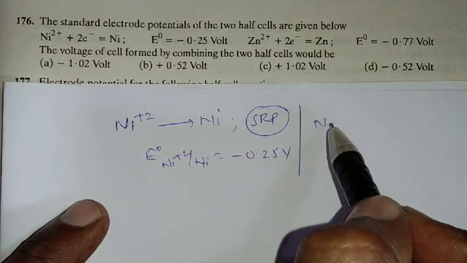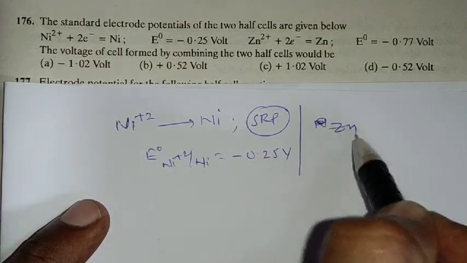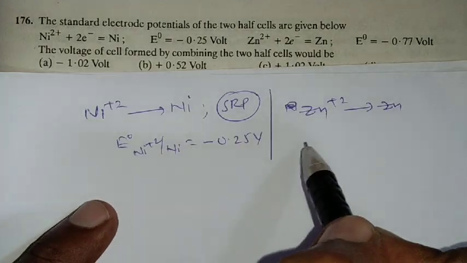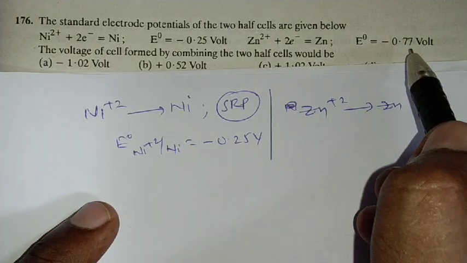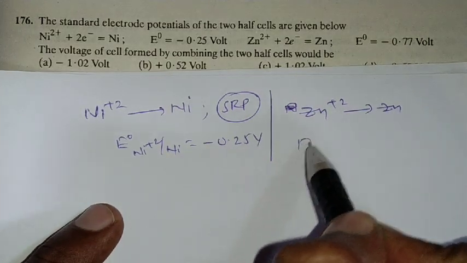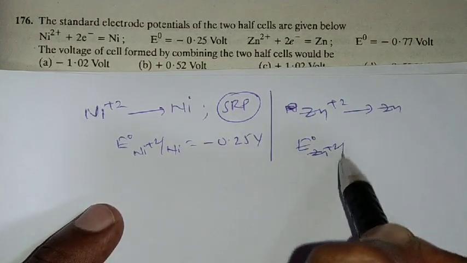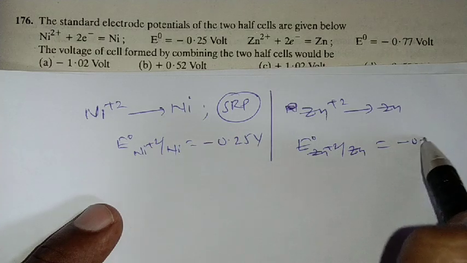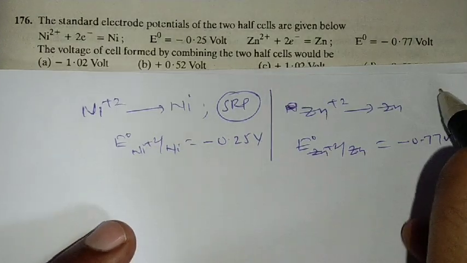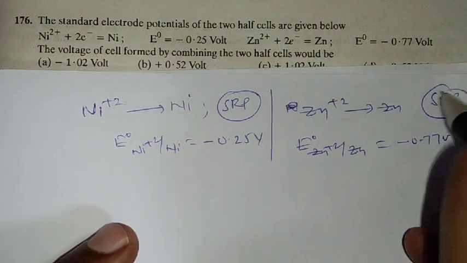Similarly, Zn2+ to Zn. That means Zn2+ gives Zn. This is also reduction only. E naught value minus 0.77 volts is given. That means E naught of Zn2+/Zn equal to minus 0.77 volts. So these two values given means both are standard reduction potentials.